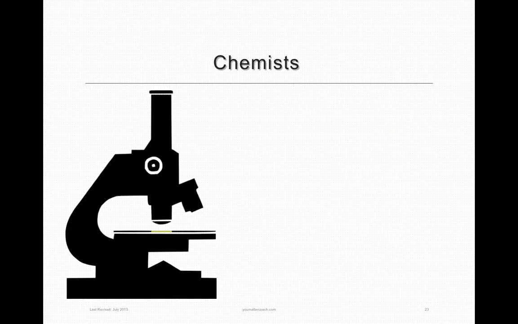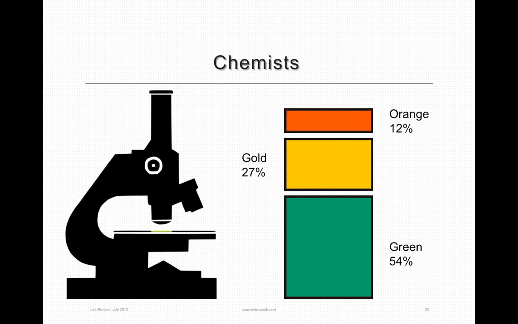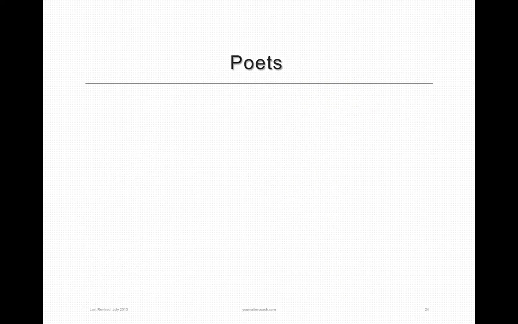Chemists, what do you think? This may be a pretty easy one for you, I think. Green, right? It's very analytical, very logical. They like the research. Next we have gold, then we have orange, and then blue. Again, it's not impossible to be a blue and a chemist, but you would be doing it for different motivations.